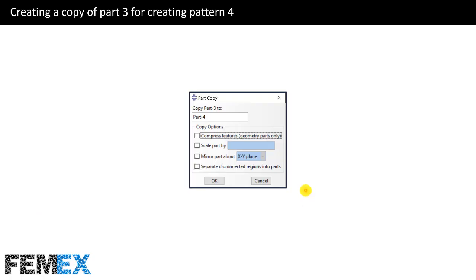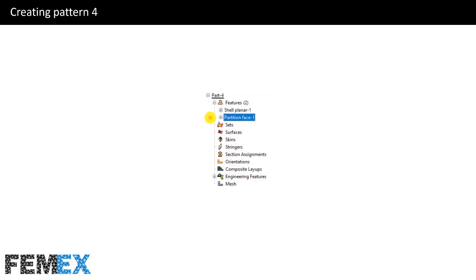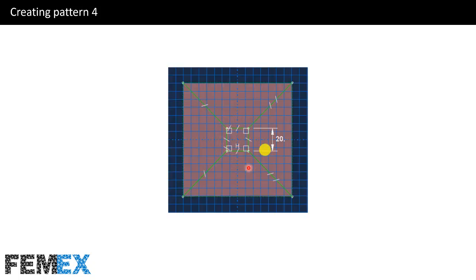For creating the fourth pattern, I create a copy from part 3 and I name it part 4. Then I must remove the previous partitions for creating new partitions. This is the previous partition, and I will remove it for creating the new partitions. I will create these partitions.